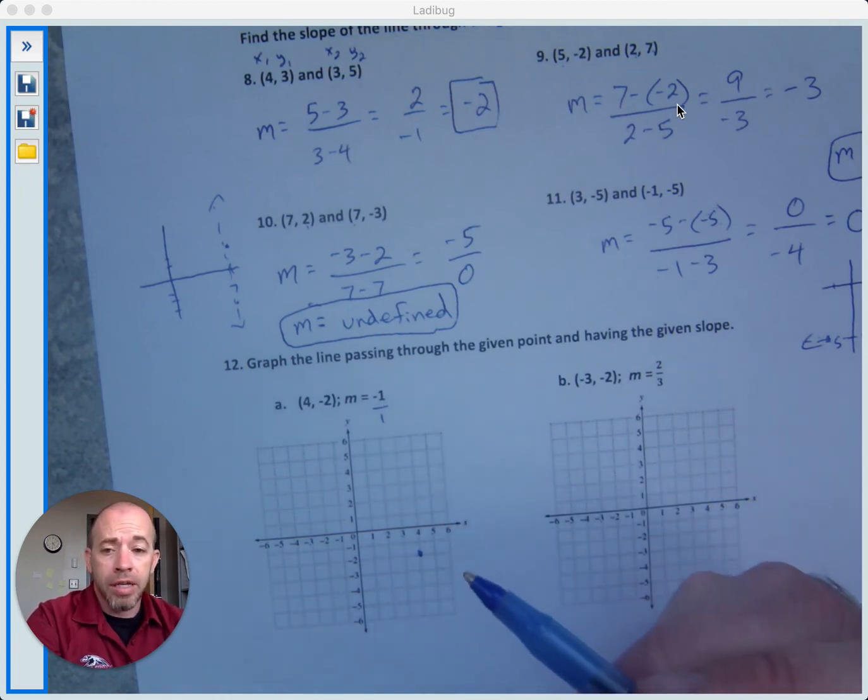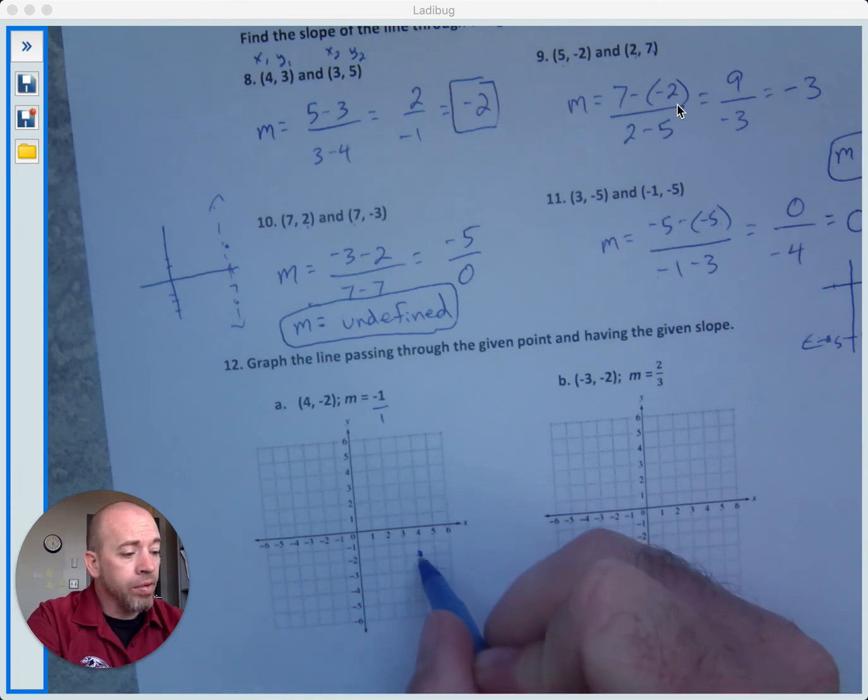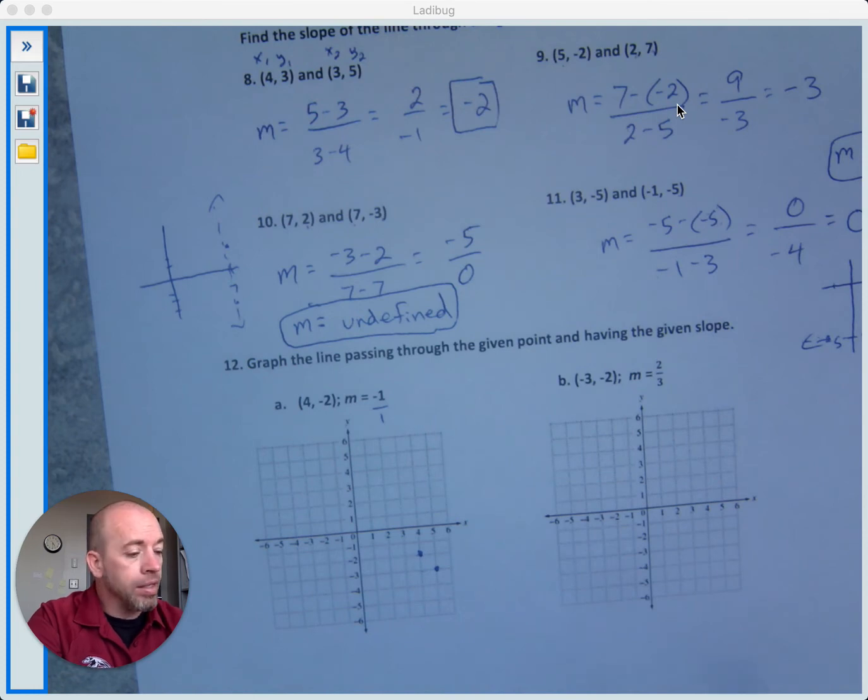So a rise of negative 1 means I go down 1, right? So I go down 1. And a run of positive 1 means I go to the right 1. So I could go down 1 and to the right 1 and get another point. I could go down 1 to the right 1 and get another point. So I could do that forever.